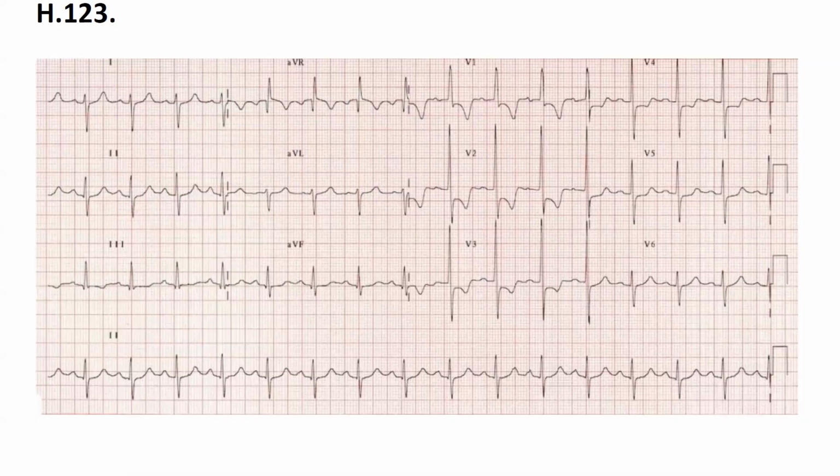So it's rhythmic, heart rate 100 BPM, so tachycardia. Visible P waves. They're all followed by QRS, so no AV block. Sorry, no conduction abnormality.